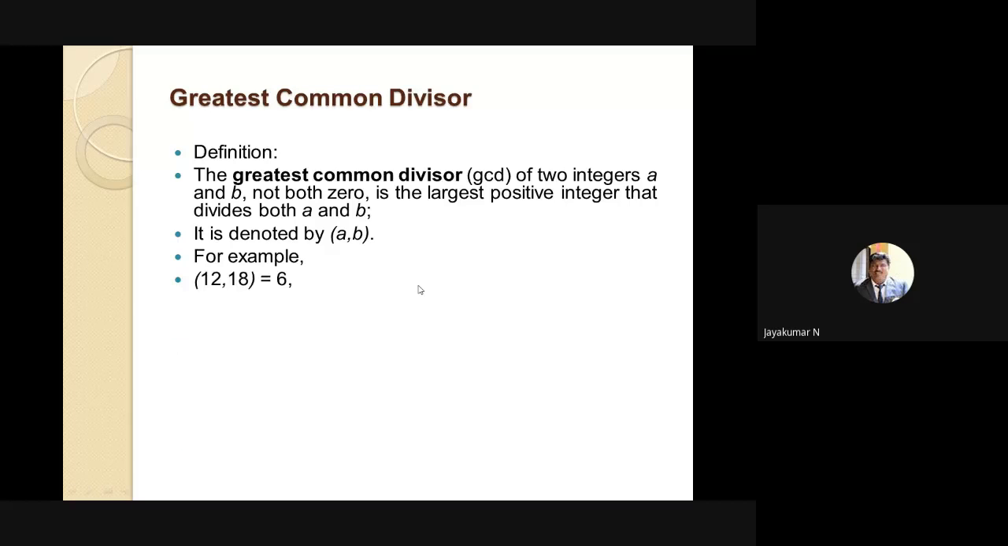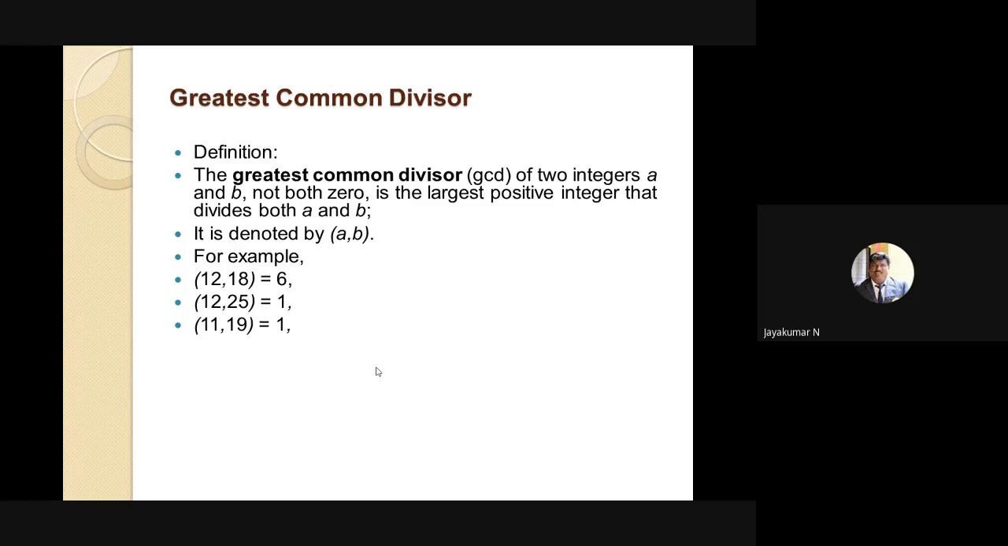For example, what is the GCD of 12 and 18? The common factors we have already seen are 1, 2, 3, 6. Out of the common factors, the biggest one is called the greatest common divisor. So 6 is the greatest common divisor. What about the common divisor of 12 and 25? There is only one possible common factor, so that is nothing but the greatest common factor.